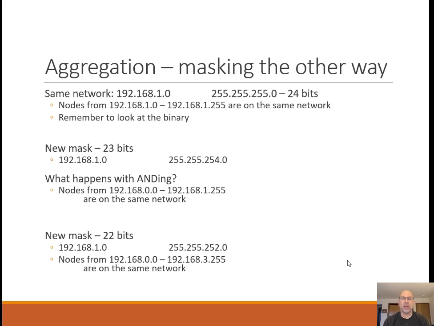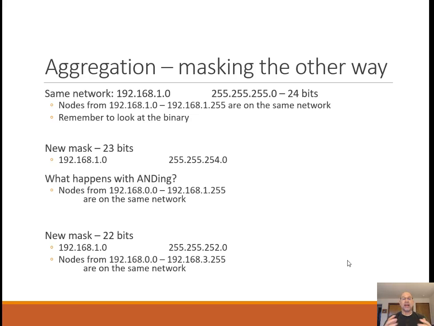Here is that same address space, and we know the classful address space is the 1.0 network. The range of addresses is 1.0 to 1.255. We know that because if we did the ANDing on all of those addresses, they would all give us the same result of 192.168.1.0. Now what happens if we steal one bit back the other way? If we steal one bit and instead create a mask of 255.255.254.0, we change that last bit in the third octet to a 0. What happens?